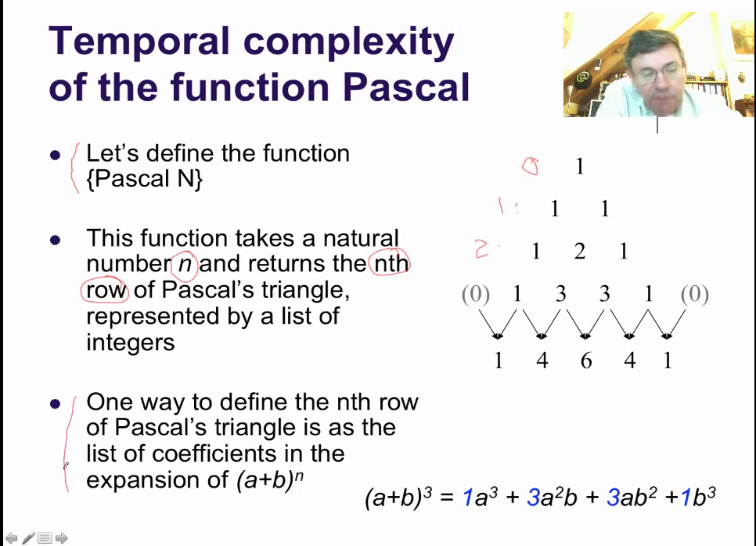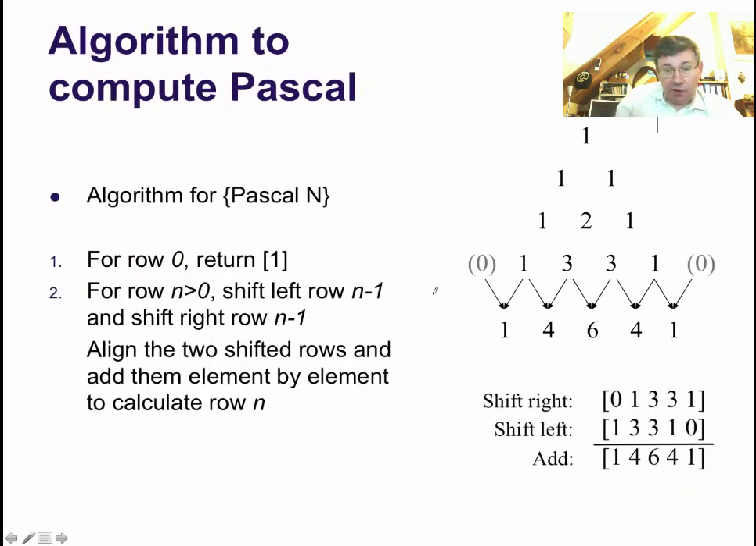One way to define this nth row is as the expansion of a plus b to the n. So we take this binomial, we expand it, and all the coefficients in the expansion give a row of Pascal's triangle. So a plus b to the third will give me the third row of Pascal's triangle. So here's an algorithm to compute Pascal of n.